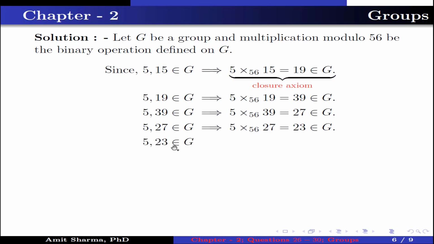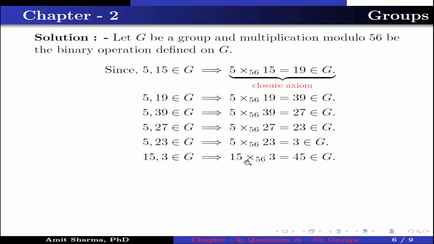Now take 5 and 23 belong to G. This implies 5 under multiplication mod 56 23. This is 3. It belongs to G. Now take 15 and 3 belong to G. This implies 15 under multiplication mod 56 3 is 45, which belongs to G. Now again 27 and 3 belong to G. This implies 27 under multiplication mod 56 3 is 25, which belongs to G.